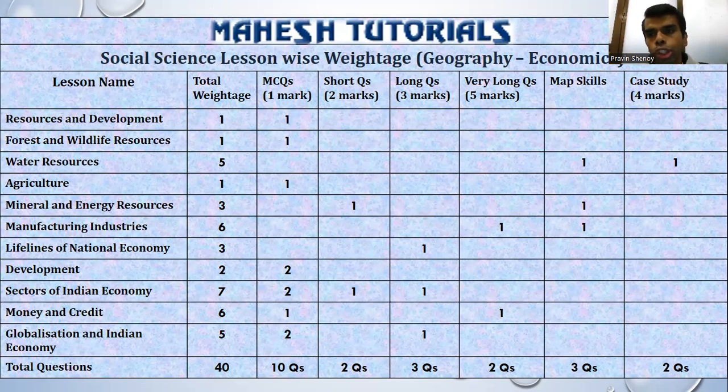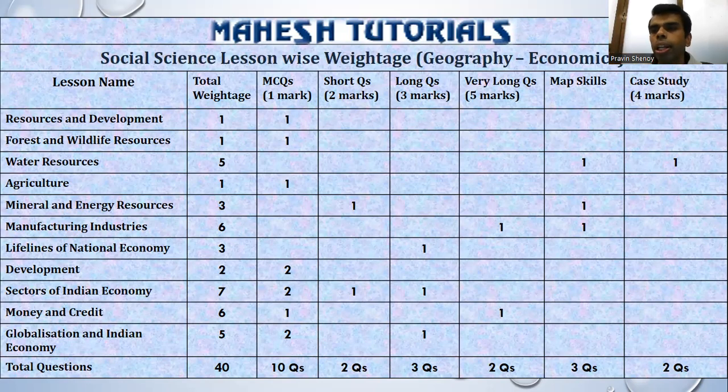Now moving on towards the last section, that is the economics section. In economics you have 4 chapters. Consumer protection is for project work, hence it is not a part of the syllabus. We have only 4 chapters. The very first one is development. The weightage of development is 2 marks. Expect 2 MCQs of 1 mark each.